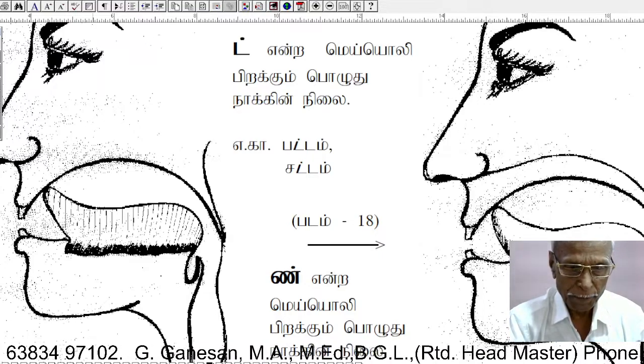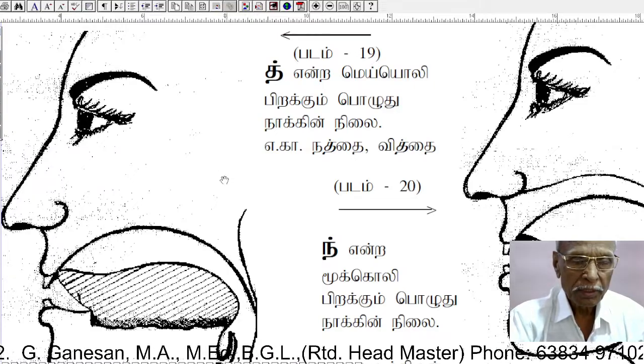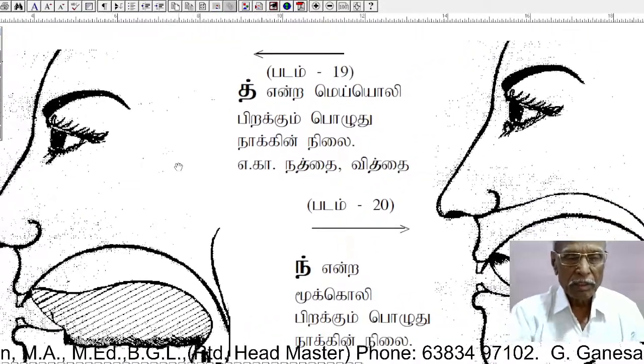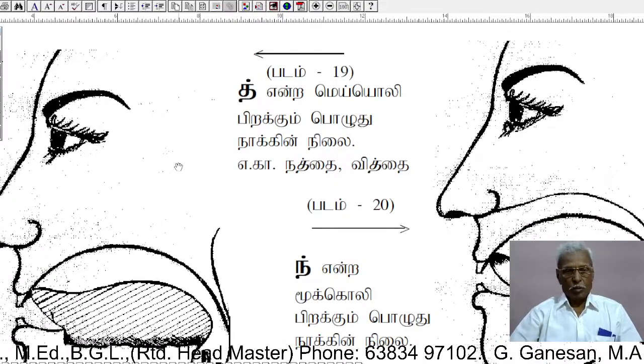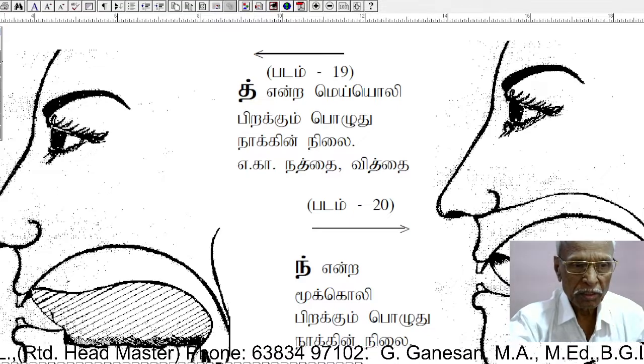Let us see the production of the seventh Tamil consonant phoneme.